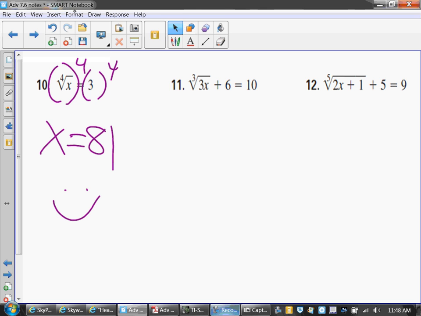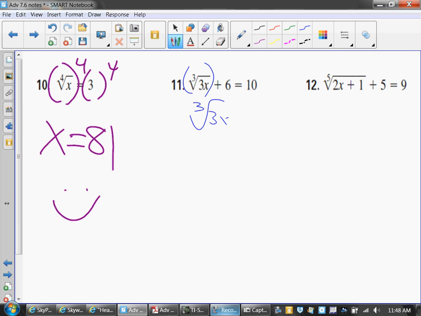Okay. On number 11, what do you need to do first? Subtract 6. Now remember, the reason you have to do that is because you cannot undo any of this stuff until this equals something. Okay? So you have cube root of 3x is 4. Cube it, you get 3x is 64. So x is 64 over 3.